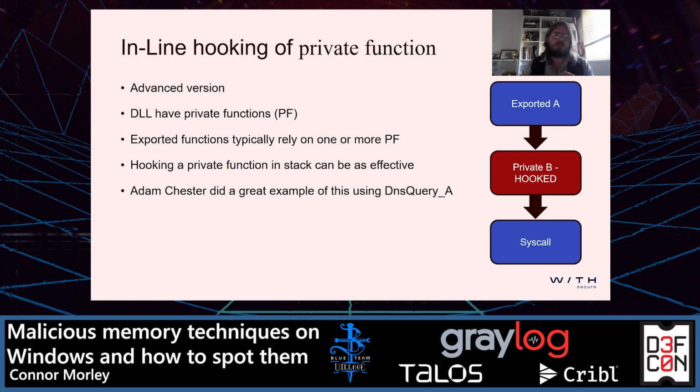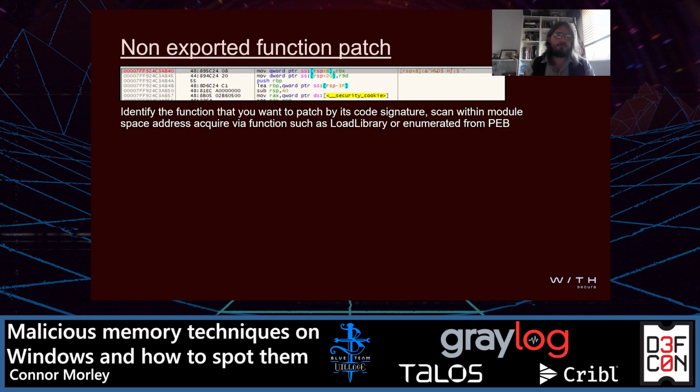But one of the key things to note is that exported functions from a module will almost inevitably rely on at least one private function in order to operate. This can be to do with argument integrity checks, formatting checks, or initial connections, or anything to that effect. And if you know that the exported function that you want to prevent utilizes a private function, it can be just as effective to hook the private function instead of the exported function, although it takes a bit more work. Researcher Adam Chester did a great example of this using DnsQuery_A, which I'll demonstrate now.